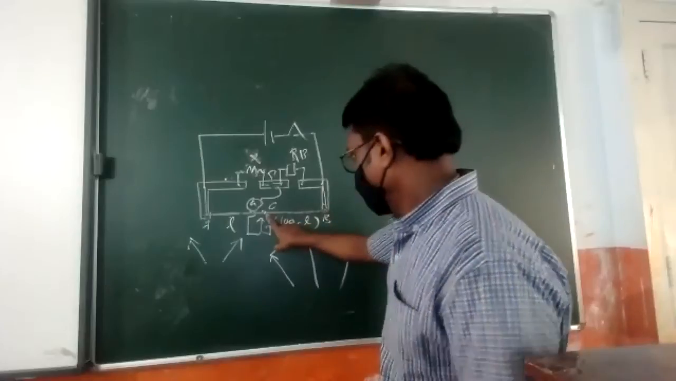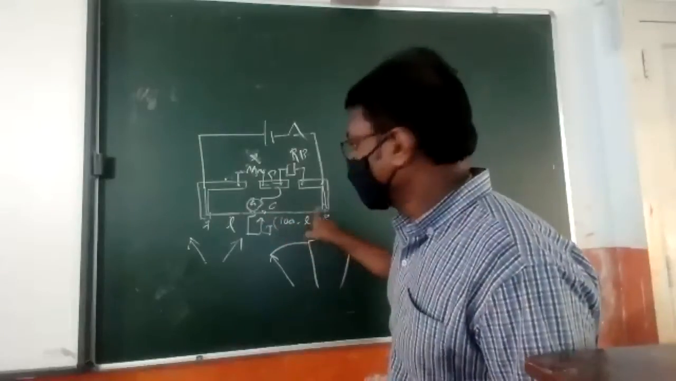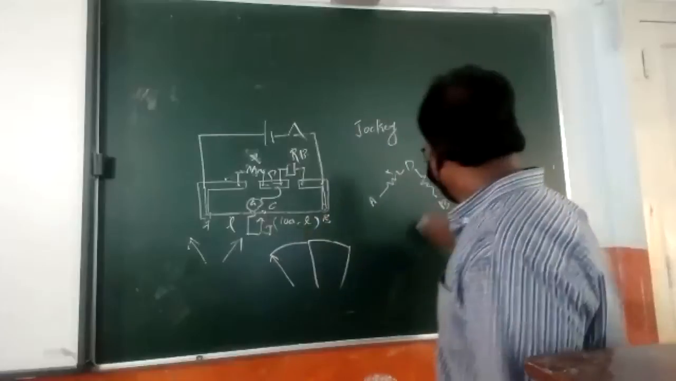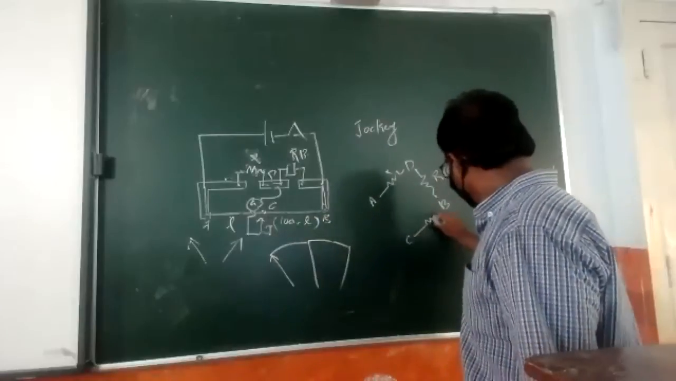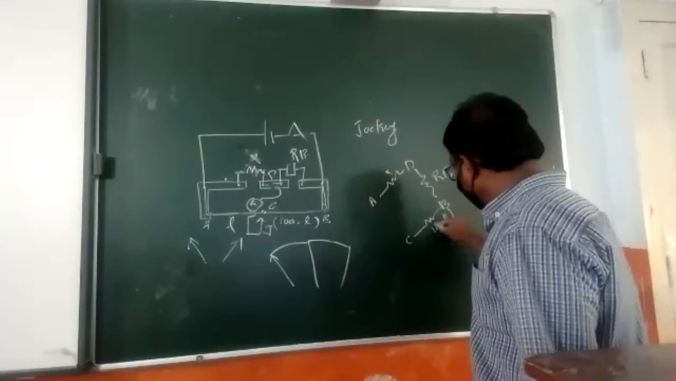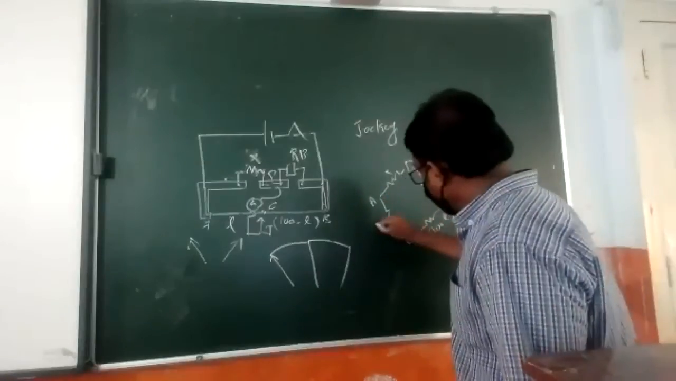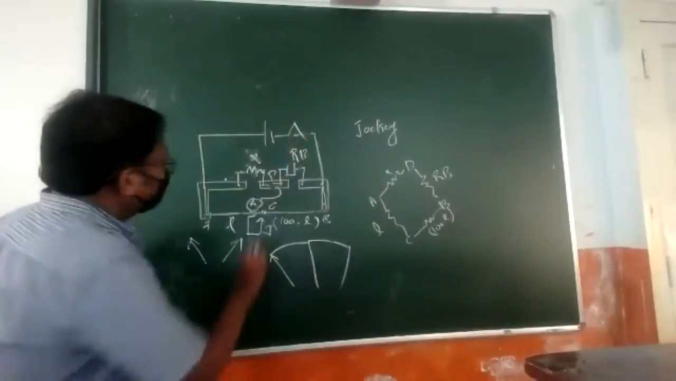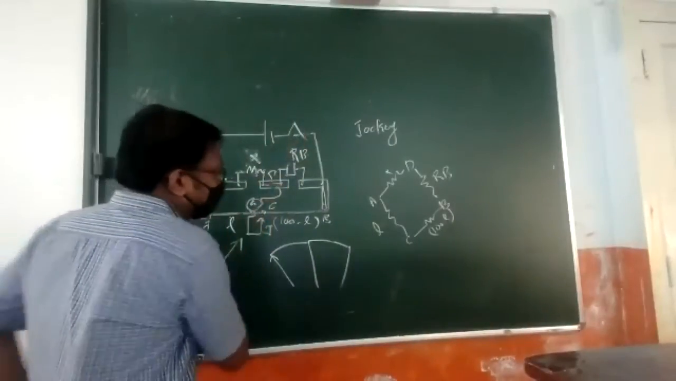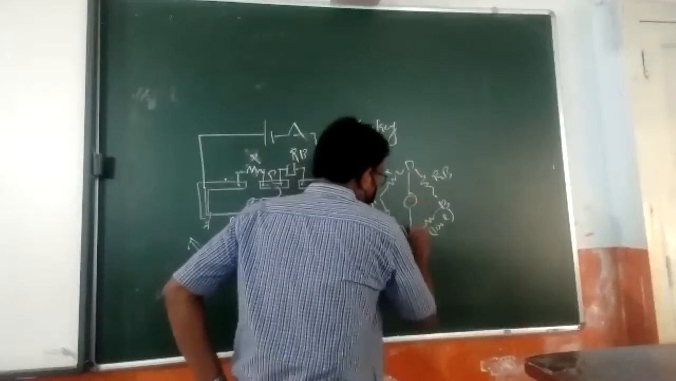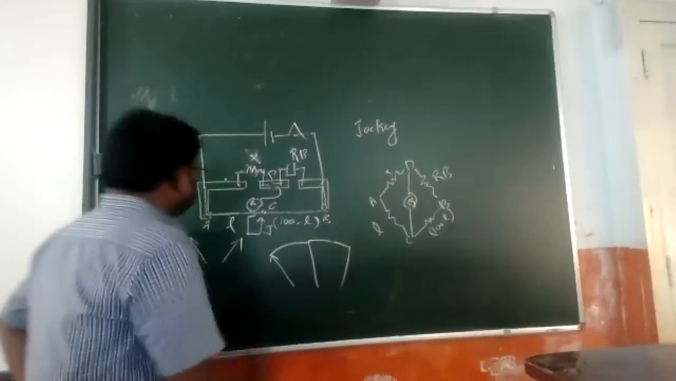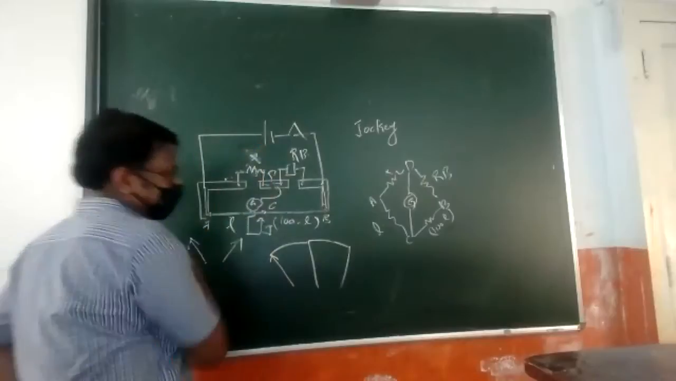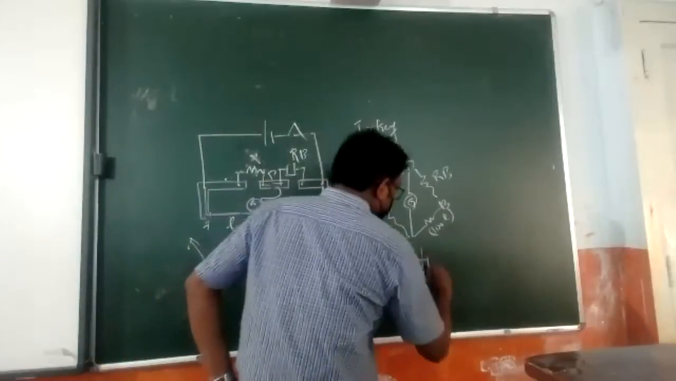From B to C, 100 minus L length of wire is present. From A to C, L length of wire is there. Now, between D and C, you are connecting the galvanometer. Between A and B, you are connecting the cell.